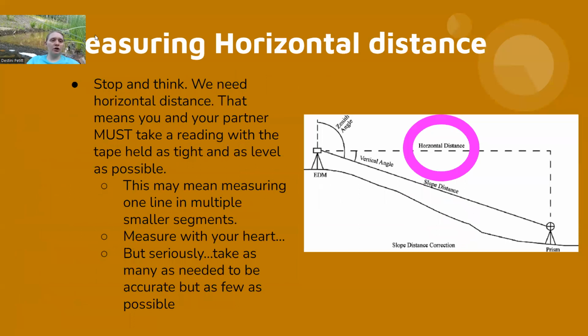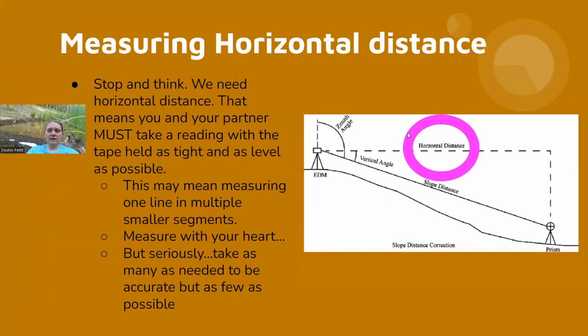So then to measure horizontal distance, so you can see that here in pink, you need to stop and think. We know that we need horizontal distance. So that means that you and whoever your partner is must take a reading with that tape measure held really tightly and as level as possible, right? With the slope distance, we're just following the slope of the land. So that's pretty easy.